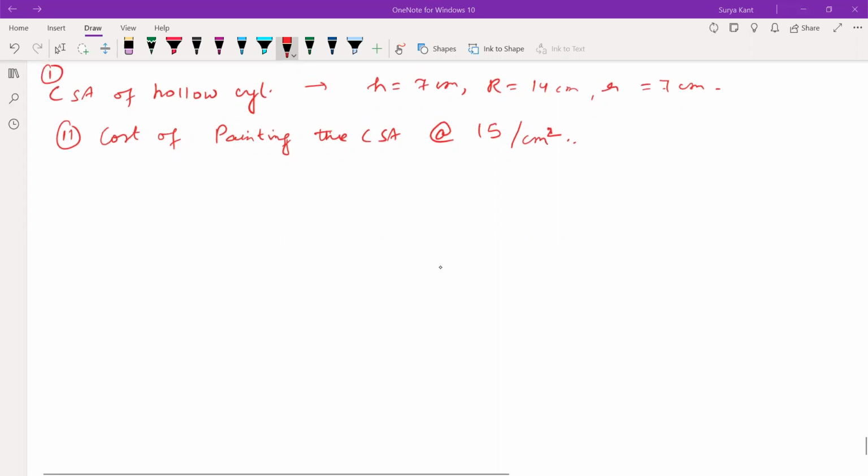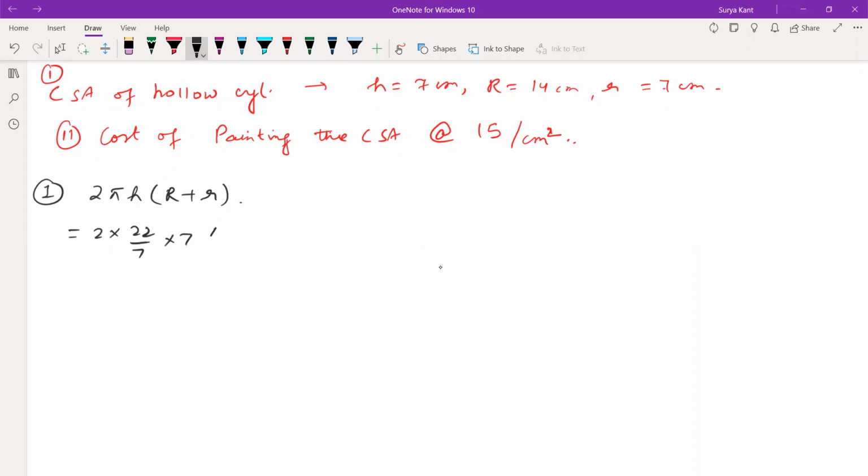Tell me the formula first, Sugandhini. 2 pi h into capital R plus small r, like this, right? Yes, sir. 2 into 22 by 7 into 7 into 14 plus 7. Okay. Then 7 will get cancelled. Then we get 44 into 21, right?